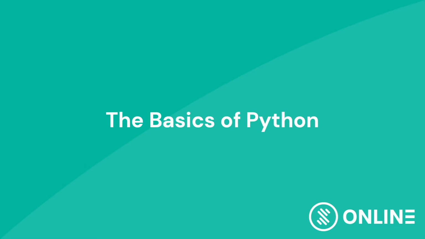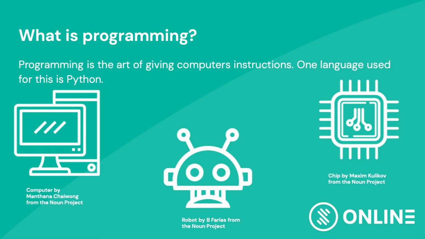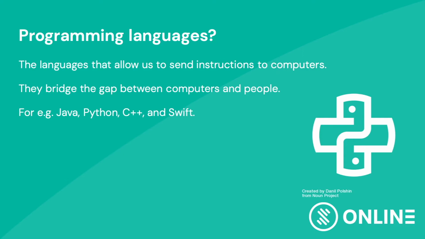And so we're going to start off with the basics of Python first. Before we even go into Python, we have to talk about what is programming. Programming is the art of giving computers instructions. One language for this is Python. Programming is used to program your computer, appliances, even your electric toothbrush. It's really used everywhere.